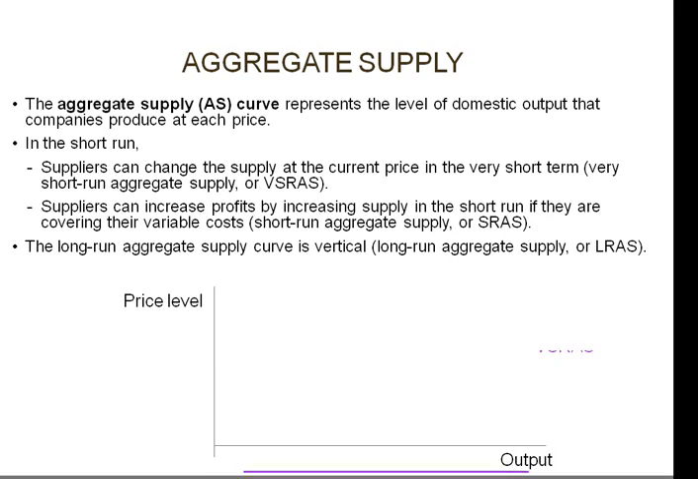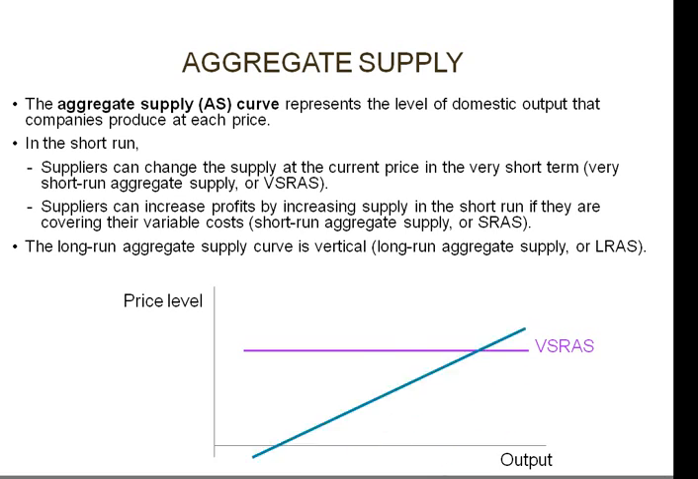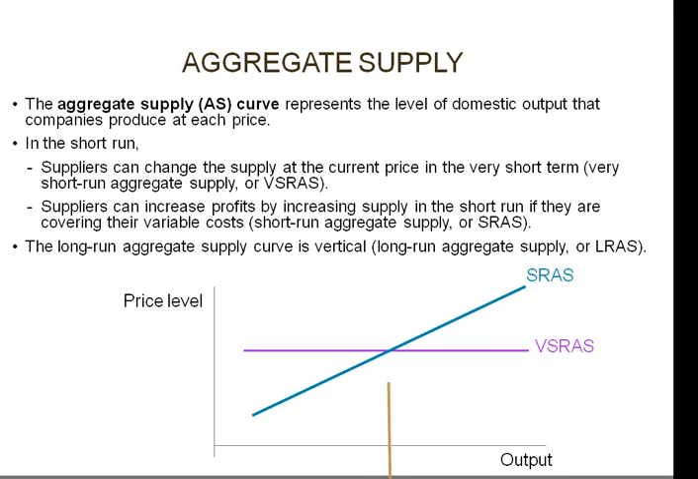So let's see. This is the very short run aggregate supply curve. They can increase the output, but they cannot change it without any change in the price level. But it is positively sloped, upward sloped, in the short run aggregate supply, and in the long run it is fixed. It is not going to change any supply because all the resources are fully utilized. So we have a point where we have equilibrium.